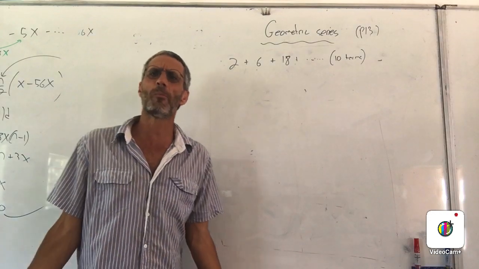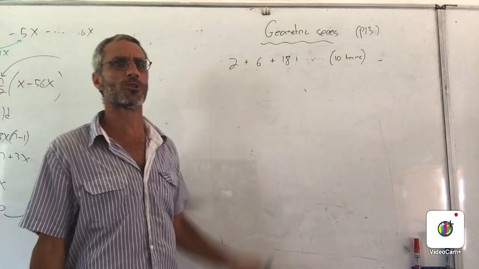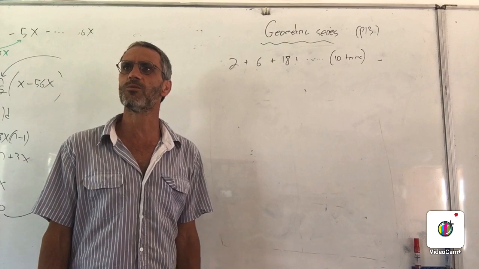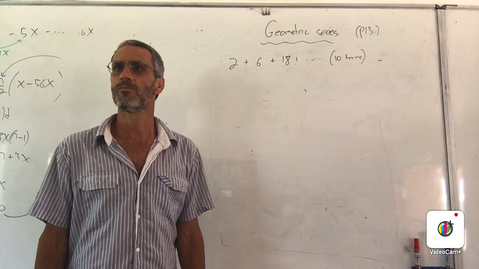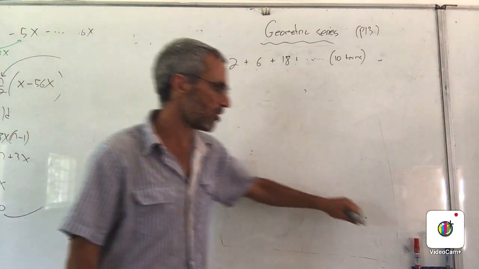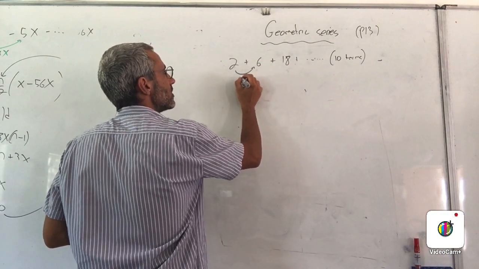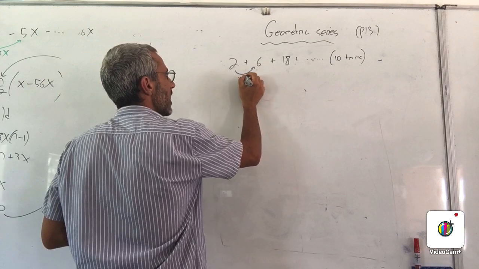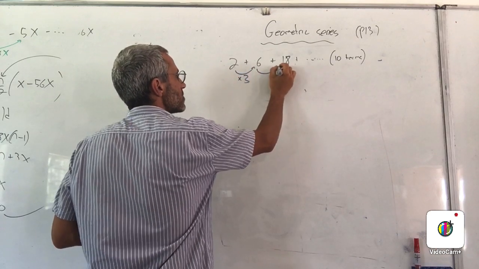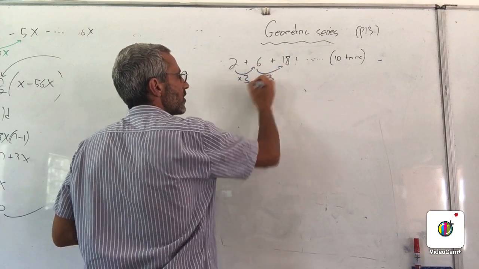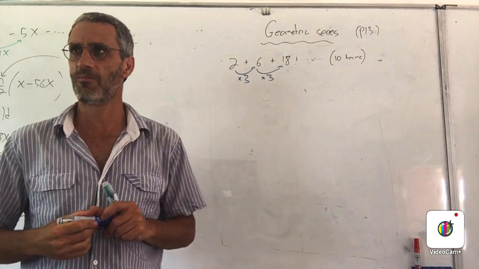What does it mean geometric? What makes this one geometric? What is a geometric series or sequence? It's a ratio. It's an equal ratio, right? So how do I go from 2 to 6? I'm not adding, I'm timing by 3. And from 6 to 18, times by 3. I'm constantly timesing it by 3.